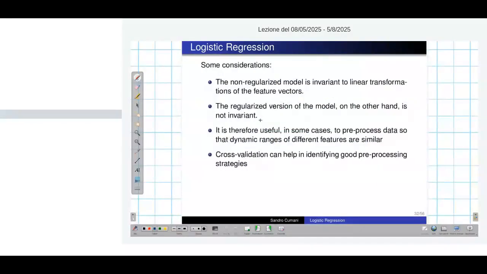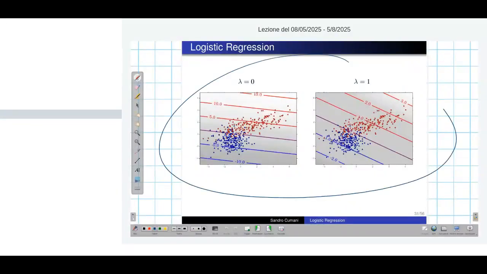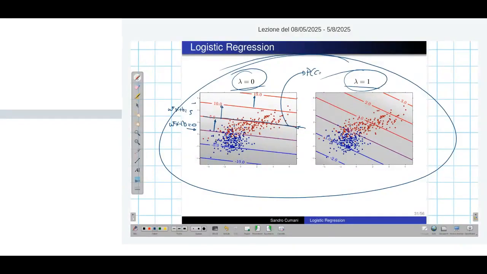Let's just see this plot. We have examples with regularized and non-regularized models. Non-regularized is on the left, regularized is on the right. You can see that the non-regularized model tends to give predictions that are much more confident. This is the separation rule, W transpose X plus B equal 0. Points on this red line will have W transpose X plus B equal to 5. So according to this model, the probability of class 1, given the samples on this line, is sigmoid of 5.